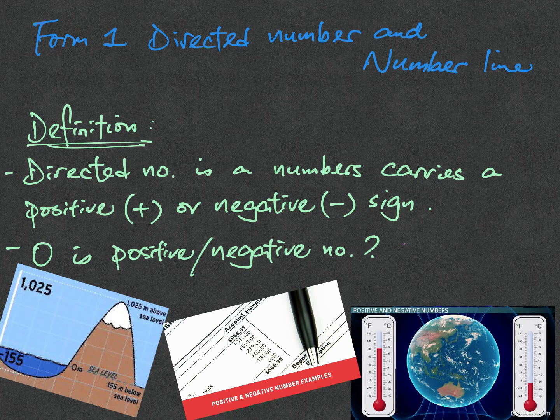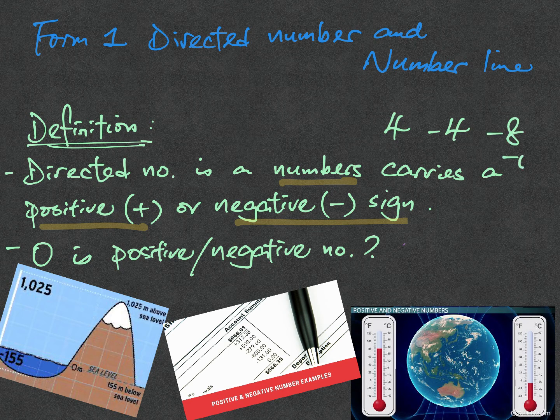To start with, let's have our first chapter called directed numbers and the number line. By definition, a directed number is a number that carries a positive or negative sign. For example, 4 is a directed number, negative 4 is a directed number, negative 8, negative 0.4, or 11. They are all directed numbers.